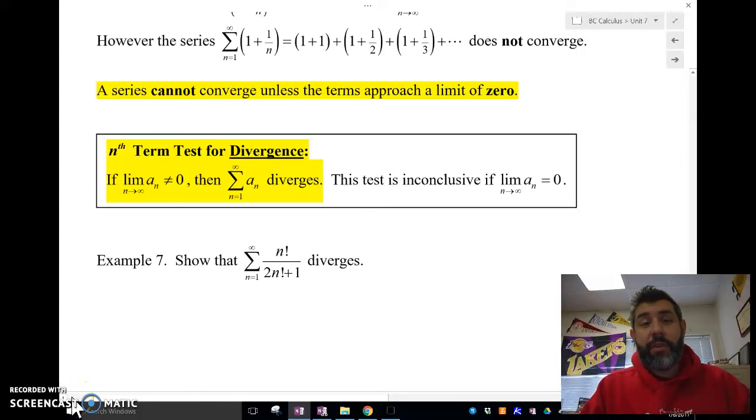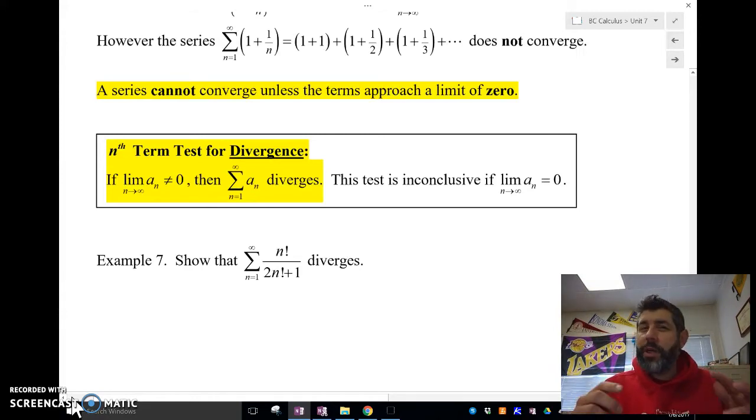Final video of 7.3. This one I guarantee is going to be short. Remember at the end of last video I talked about a series cannot converge unless the terms approach a limit of 0. Now, I want to be very clear on this. Just because the limit of the terms approaches 0 does not mean that it converges. It has to go to 0 in order for it to converge, but it doesn't mean that it does.